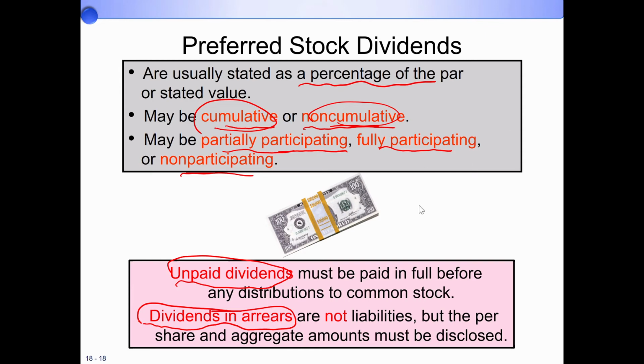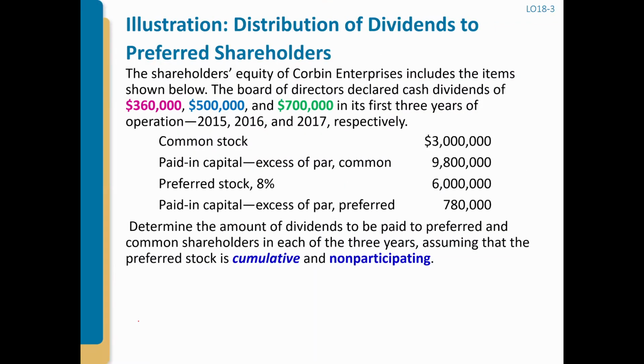Obligation to issue dividends. Okay, but they just have a priority, right, to receive dividends next year. Pretty clear one about the concept. So let's look at this example. The shareholder equity includes those items below, right?